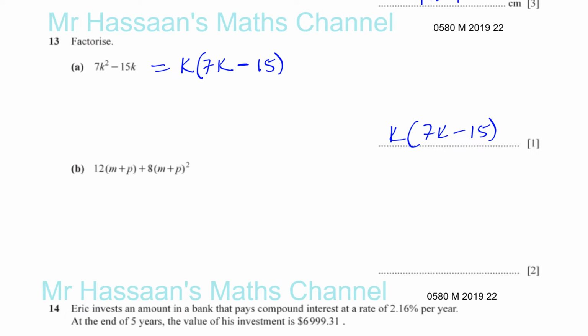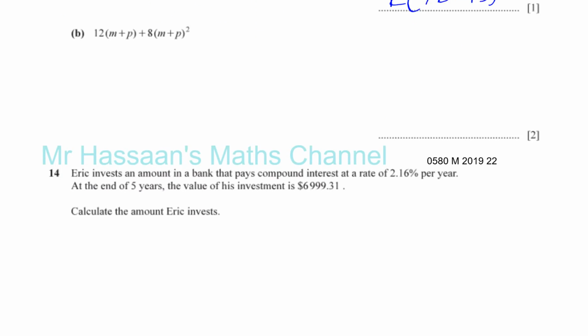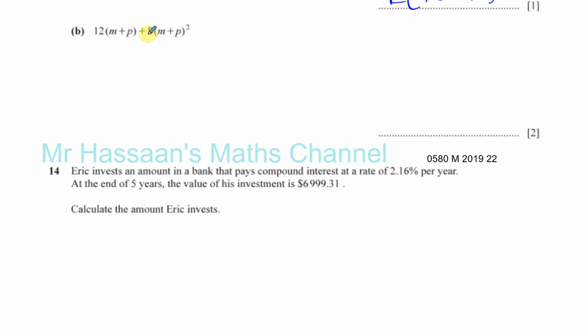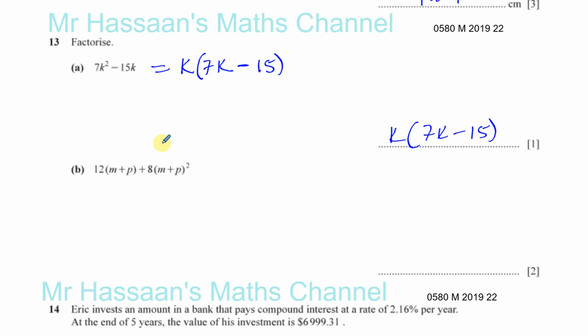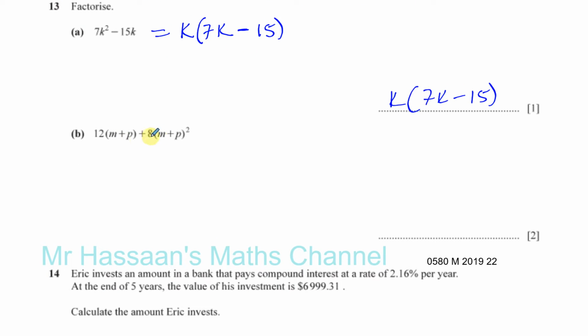Part B says you've got to factorize 12 times (m plus p) plus 8 times (m plus p) squared. If you look at what we did above, it's actually quite similar. Except here, first of all, in the numbers there's a common factor between 12 and 8, which is 4. That's the highest common factor. Now, this whole bracket m plus p can be considered as a common factor. So you have m plus p.